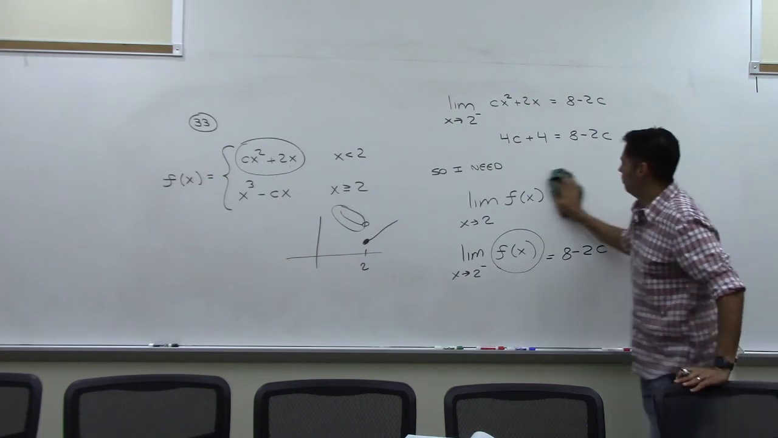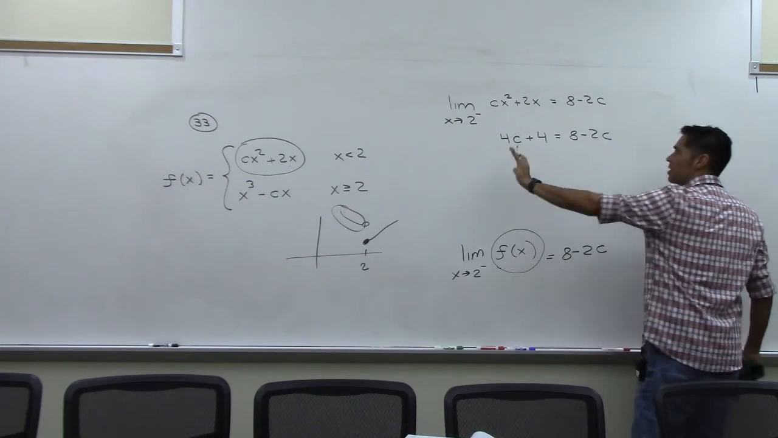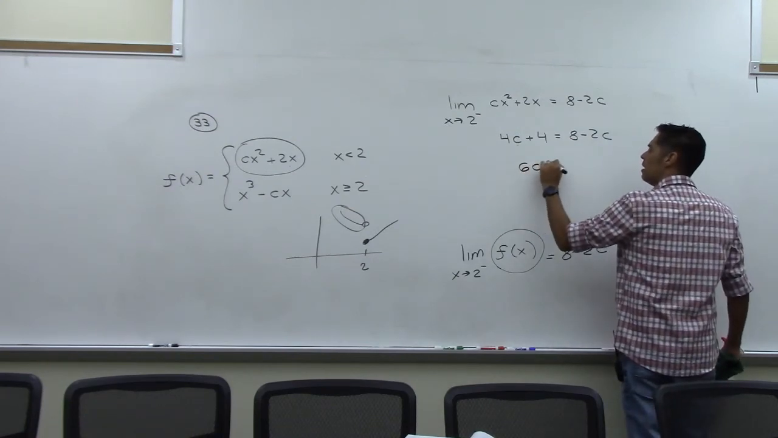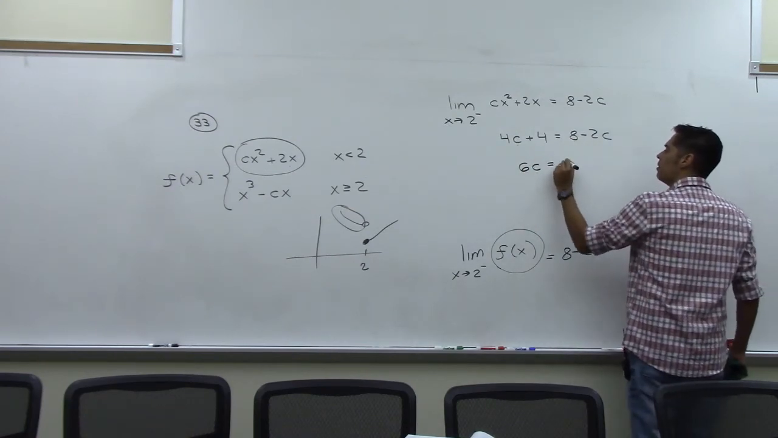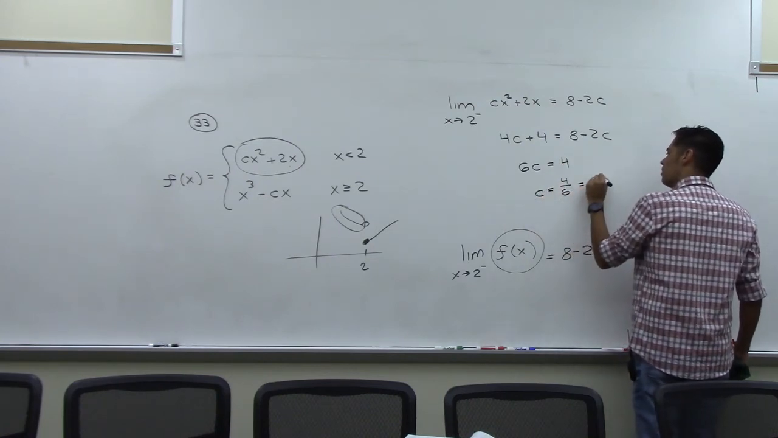And now I've got a linear equation. This should be pretty easy to solve. Let's get all the c's over to one side. 6c equals, bring that over here, so 4. So c should equal 4 over 6, which is equal to 2/3.